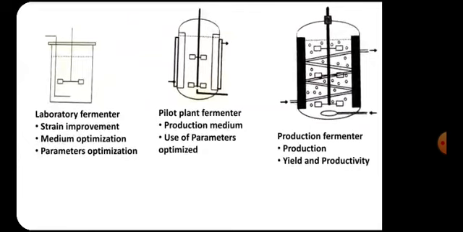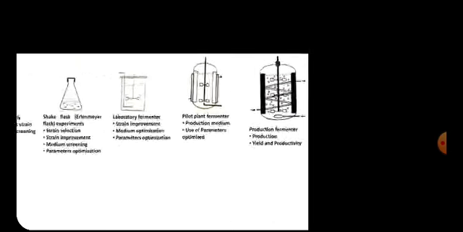and at the last level, that is in the production fermenter, the production is actually carried out, and the yield and the productivity are determined and compared with those of the earlier scales or levels. These are the different levels of fermentation. Then the next part is scale up of fermentation.